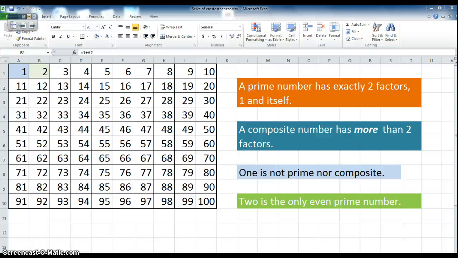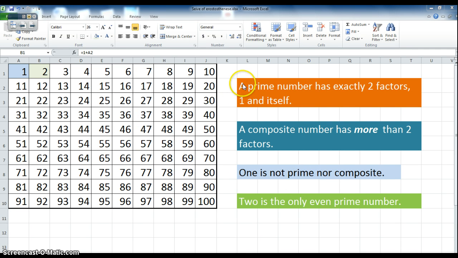Today we're going to explore prime numbers. A man named Eratosthenes, one of the famous old Greek dudes, discovered this method many, many years ago. So, let's look at the rules.